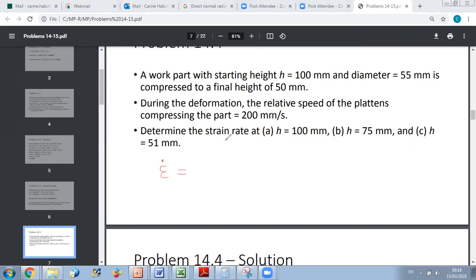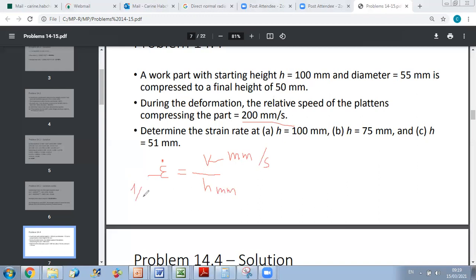So here, the plates that are compressing the part are moving at a velocity of 200 millimeter per second. By definition, epsilon dot is V over the depth of the work part we are working on, so over the height here. Since velocity is in millimeter per second, we will use H also in millimeter, so the length unit will be simplified, and then we will get the strain rate in per second.